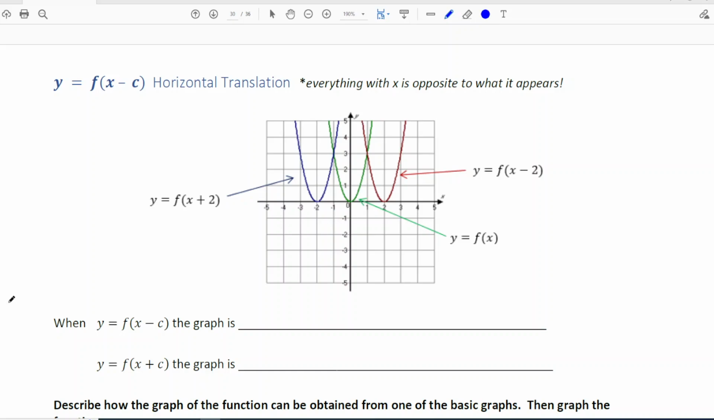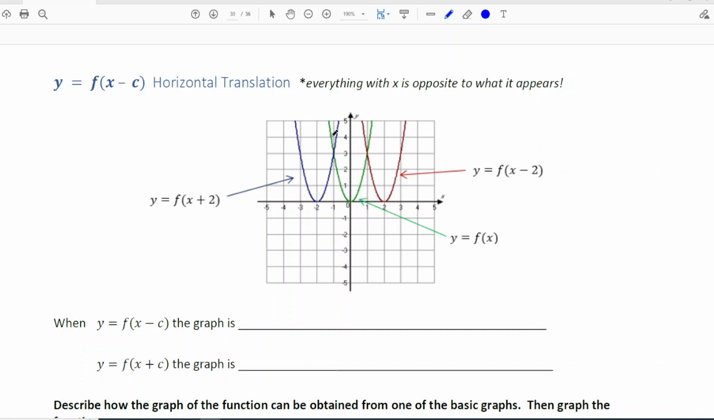Our second last transformation is C. So we've done A, we've done B, and we're on to C. Now notice where the C is. The C is in the bracket with the X, which means it's a transformation on X. How is it going to work? Well, everything with X is opposite to what it appears.